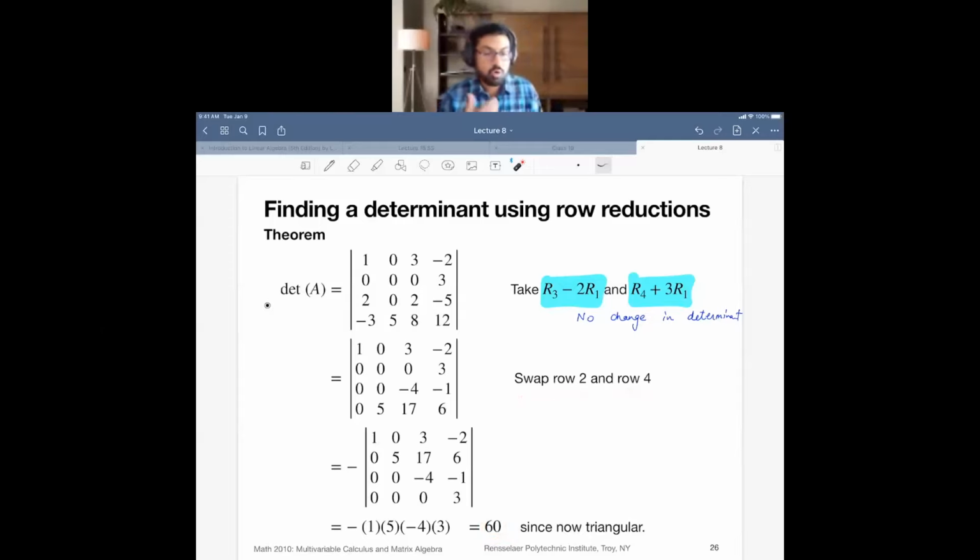So you can do the row operations. You just have to keep track of whether you are interchanging rows or not, and whether you are multiplying a row with a scalar or not. Doing row operations such as row 3 minus 2 times row 1 is not going to change the determinant. And if you are able to get to a triangular matrix, then you are essentially multiplying the elements in the diagonal to get the determinant.